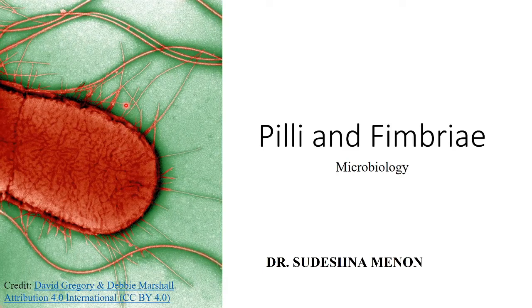Pili and Fimbriae. This session is going to look at certain appendages that are observed associated with bacteria. One of the appendages that one is familiar with is flagella, and along with flagella, there are other appendages which are pili and fimbriae. This beautiful confocal microscopic picture of the bacteria shows that these short appendages that one observes on the surface of the bacteria are what are termed as pili and fimbriae.